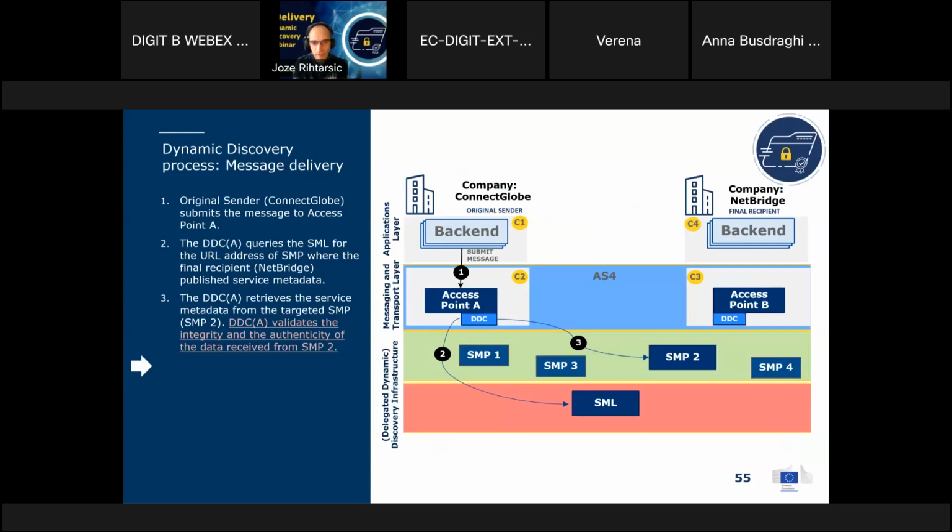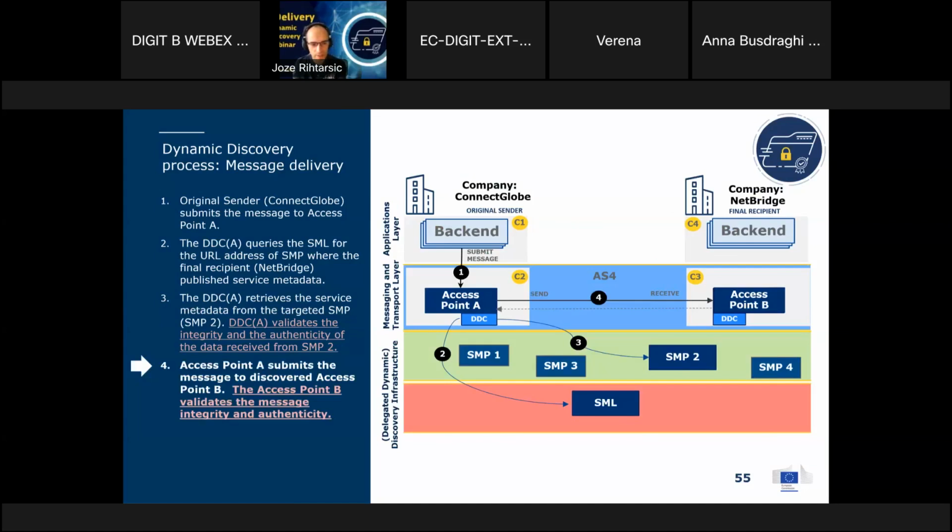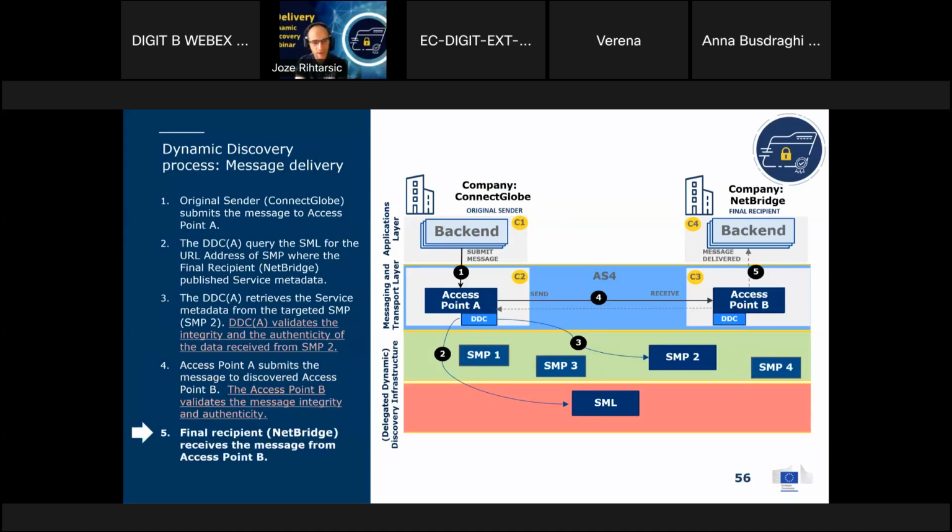So now the access point retrieves all the missing configuration data from the SMP. It's ready to submit the message to access point B. And the message is submitted through the regular way, and access point B now also again validates the message integrity and authenticity. And if everything worked fine, then the final recipient, that is company NetBridge, is ready to consume the message from access point B. And with this, the dynamic discovery process is finished.